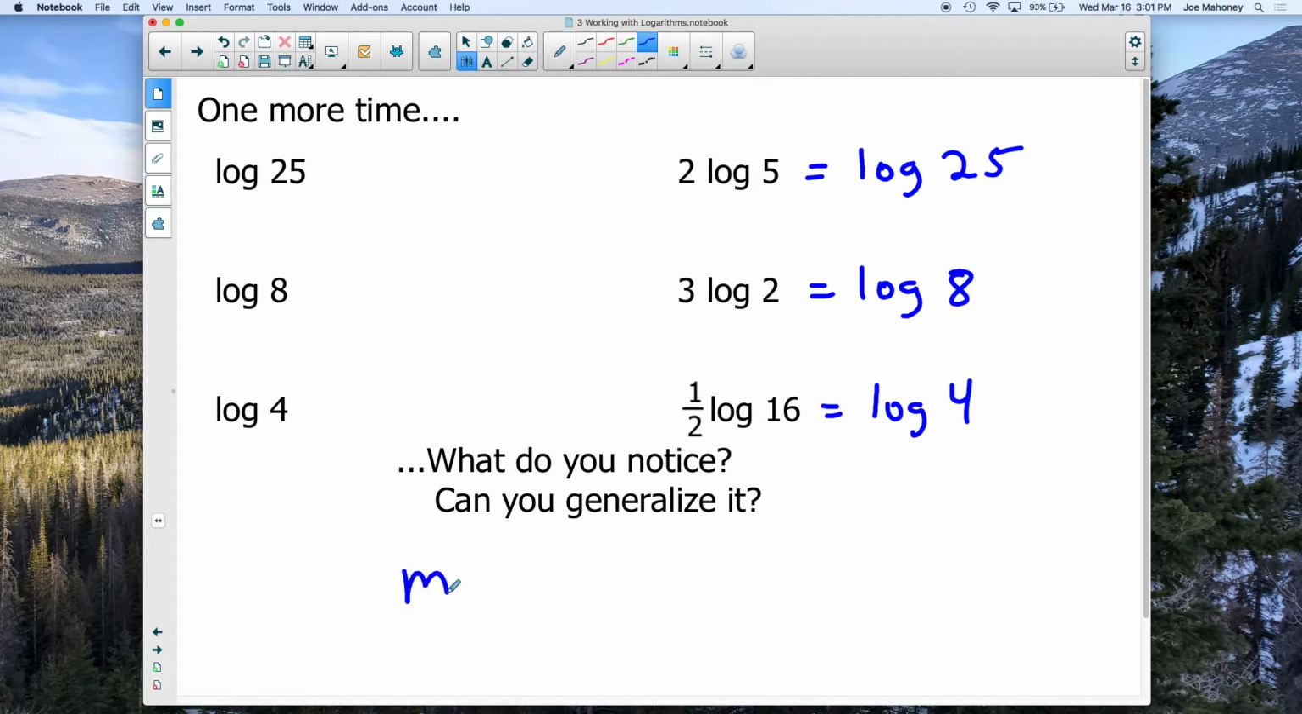Maybe if you're thinking like, if there's some number m that you multiply by the logarithm of a number a, it's equal to the logarithm of a to the power of m. That's our little power rule for logarithms. Oh, that's great stuff. So now we want to apply these rules.